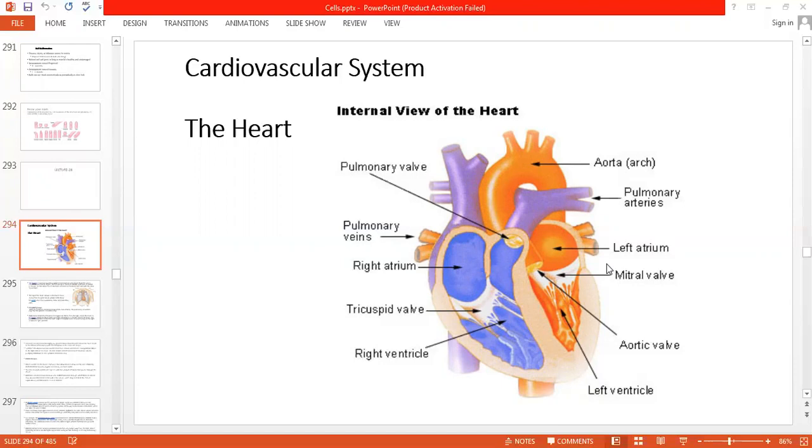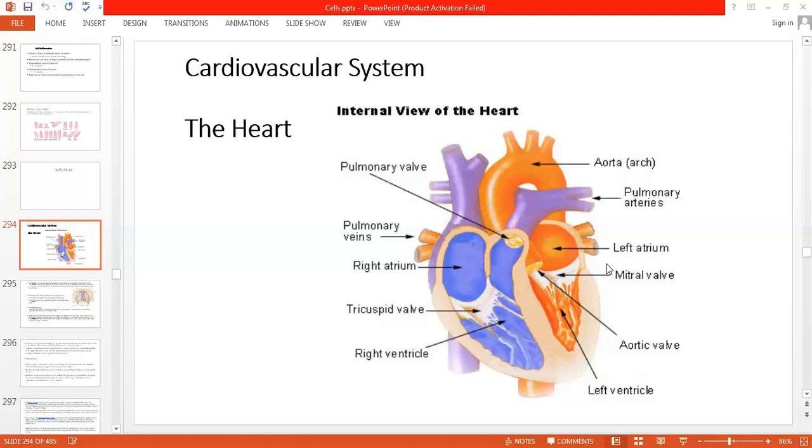The blood enters into the left atrium, and from the left atrium to the left ventricle, and through the left ventricle it will go. The blood will get into the aorta, and the aorta will supply the whole body. The left atrium will get the blood from the lungs after the conversion of the deoxygenated blood into oxygenated blood.